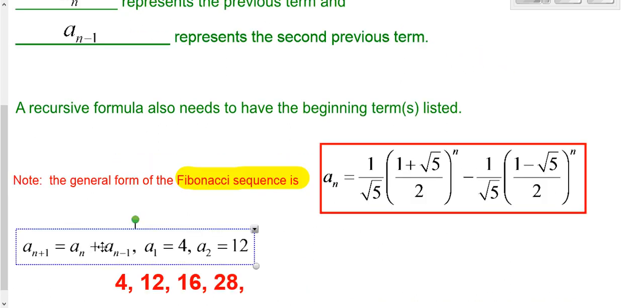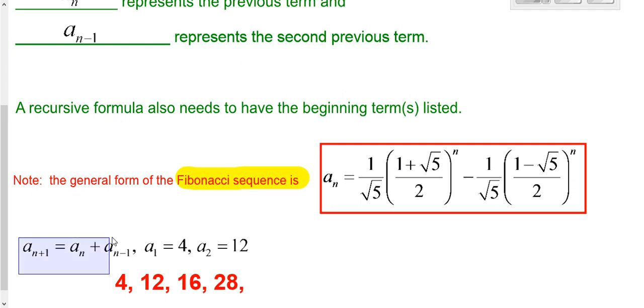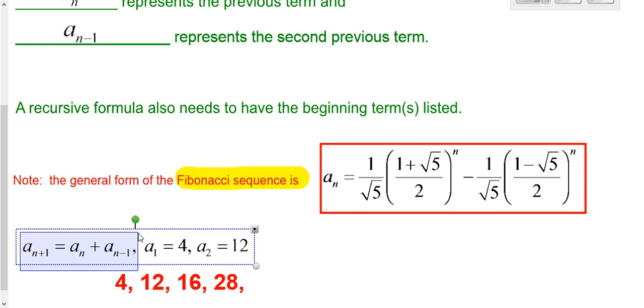Now, let's consider this right here. The first part right here is your rule that you would use for the Fibonacci sequence. But suppose we said we're going to not start at 1 and 1. We're going to start out at 4 and 12. So if you were listing these out, you'd start out with 4 for your first term because you're given that. You'd start out with 12 for your second term. And then your rule says add your two previous terms together to get to your next one.